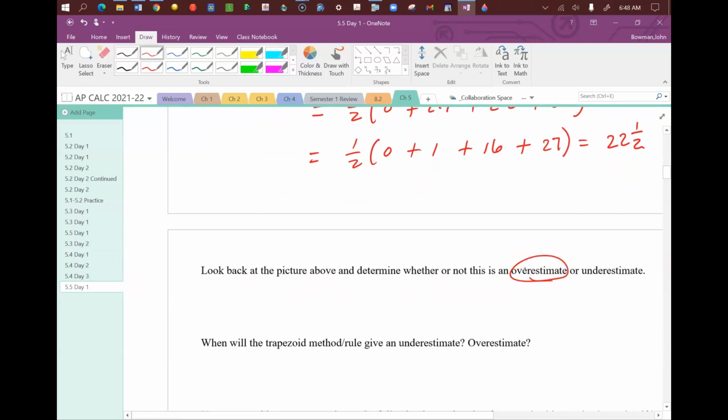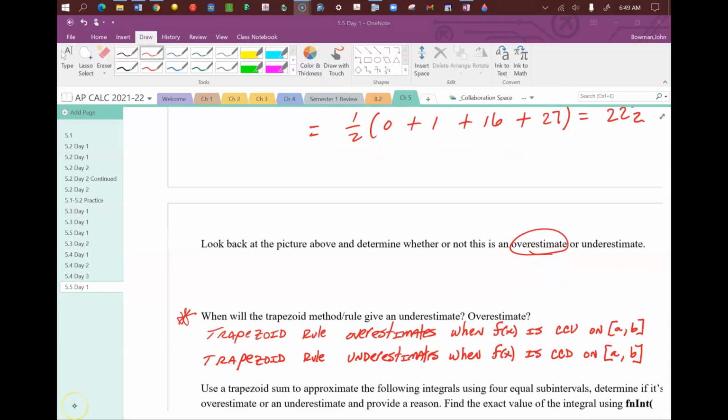Now the question is, under what circumstances does the trapezoid rule overestimate an integral? Under what circumstances does it underestimate the integral? So pause the video for a minute and see if you can come up with an answer to this next question. So if you said that the trapezoid rule overestimates the integral when the function f of x is concave up on the closed interval, then you are correct. And it underestimates the integral when f of x is concave down on the closed interval.